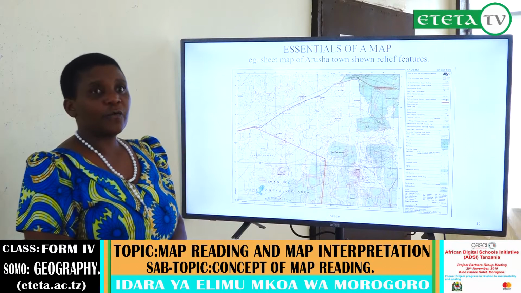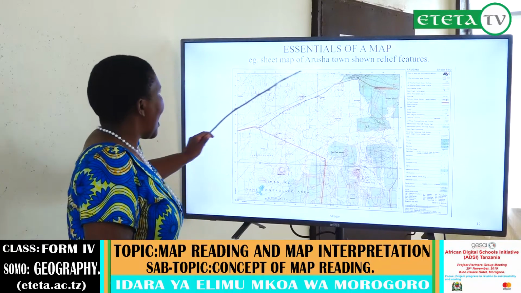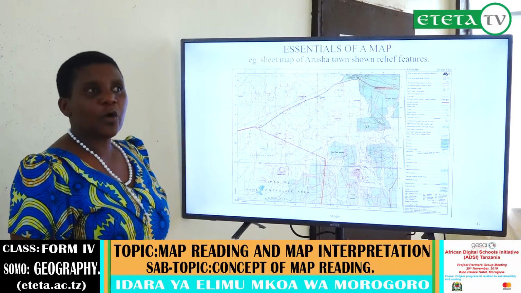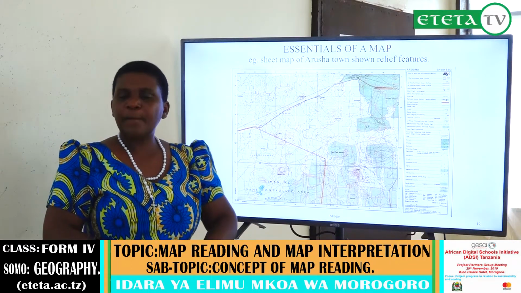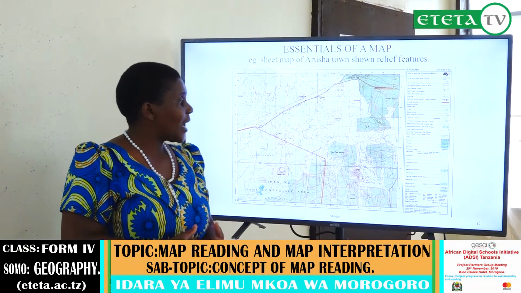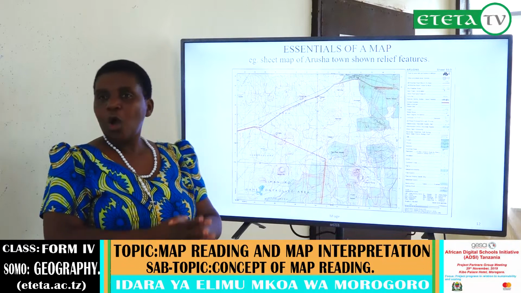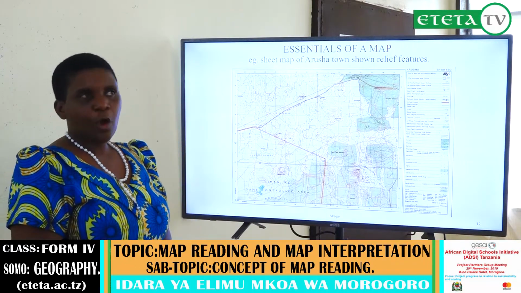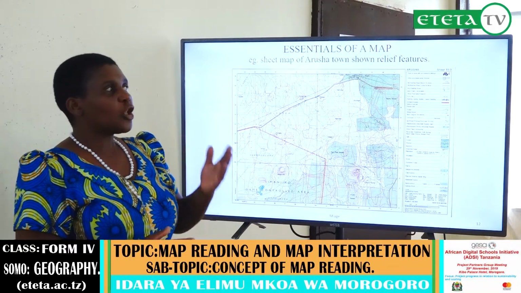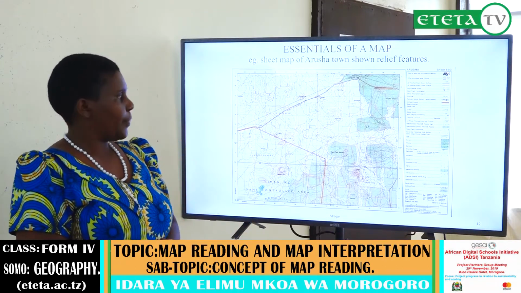Another essential element of a map is the margin. These lines, these are the margin. Now, the margin is important because it shows the demarcation of the mapped area. But also, the map needs to have a compass direction or north direction. The compass direction is very important because it shows where the true north is, the orientation of the map.